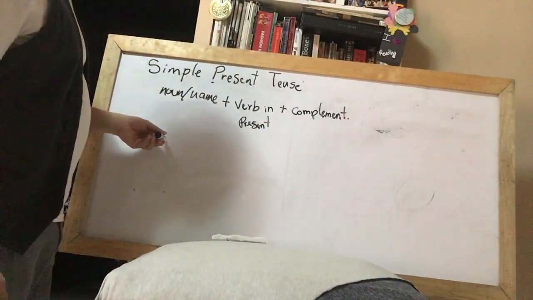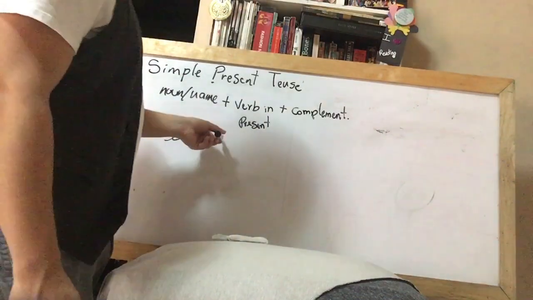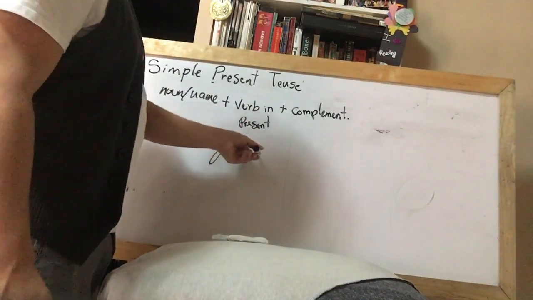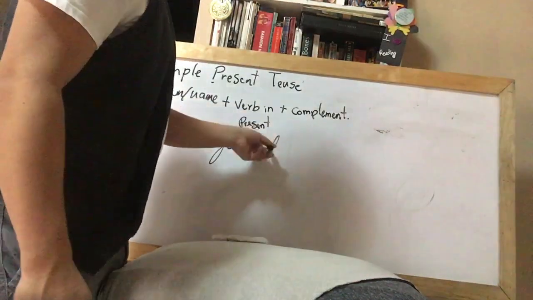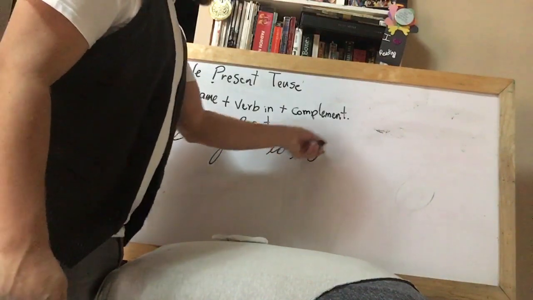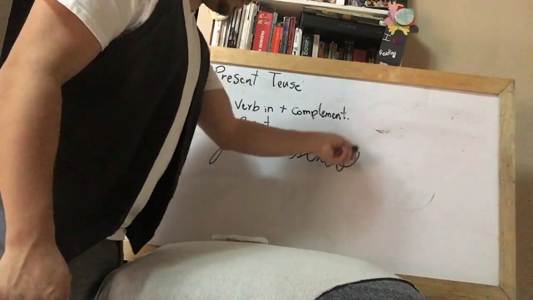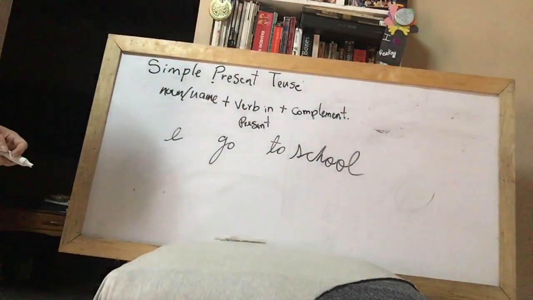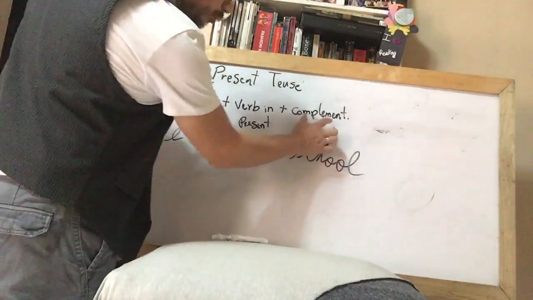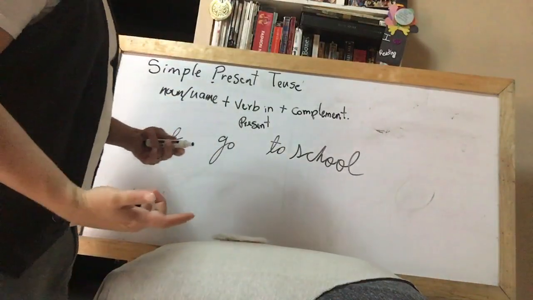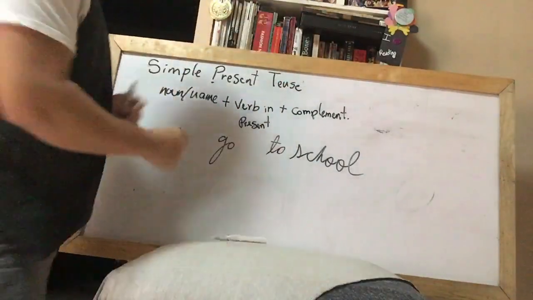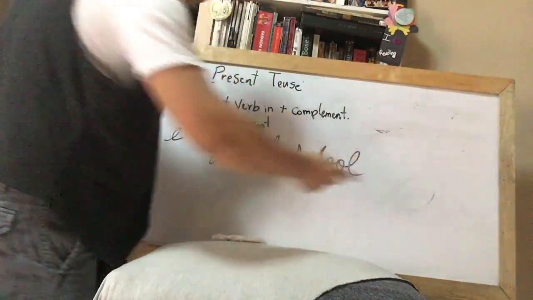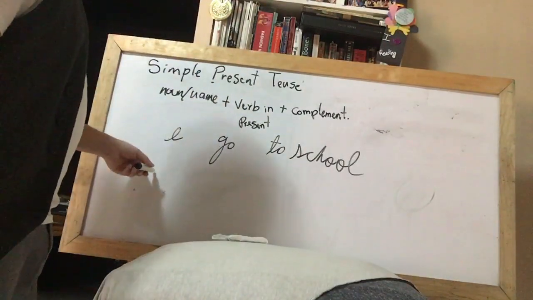For an example, I can write I go, and then my complement, because this is already a sentence, I go to school. I go to school. Now, to school would be my complement. You could change it for something else. You can write, I go to the park. You love the park. Or I go to the mall. You could also write Juan.